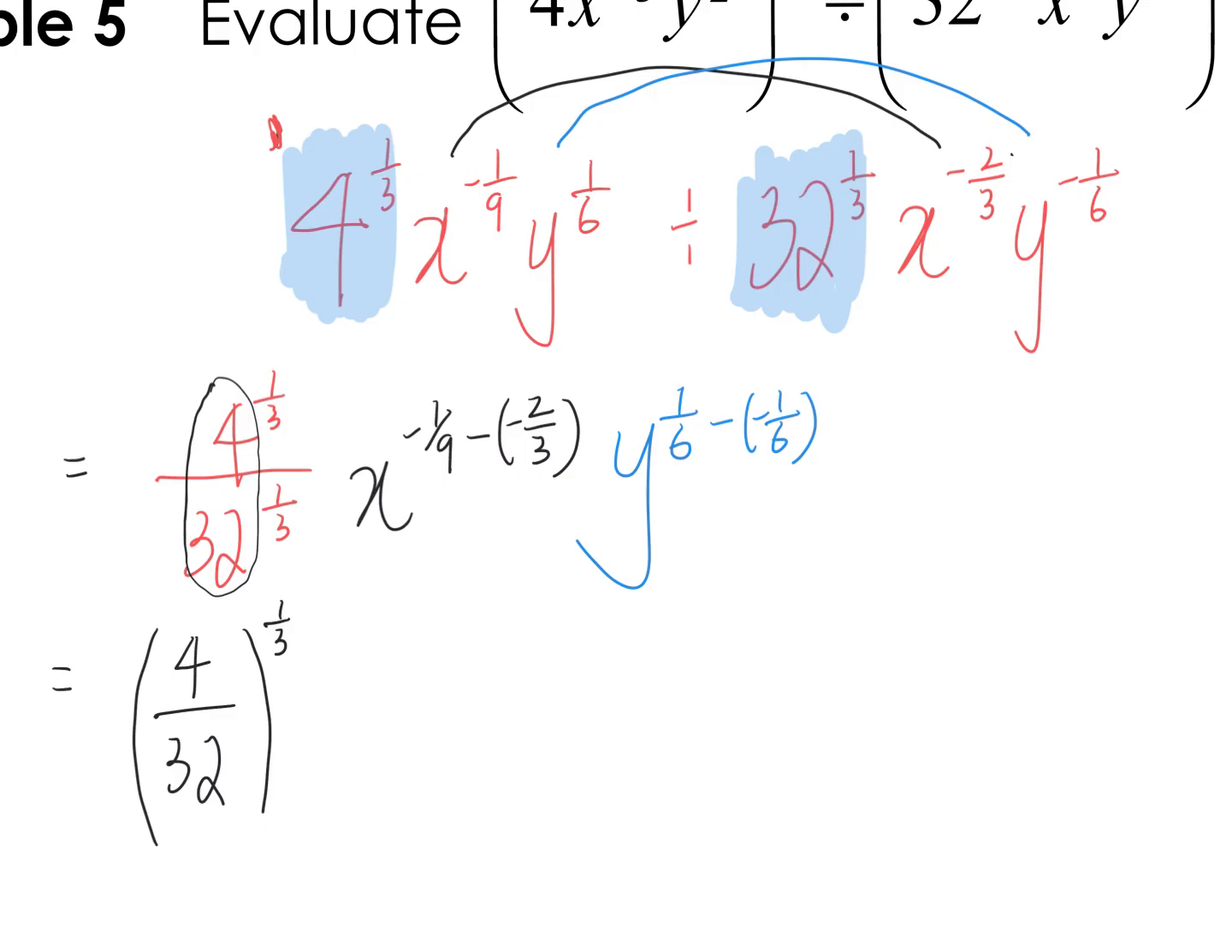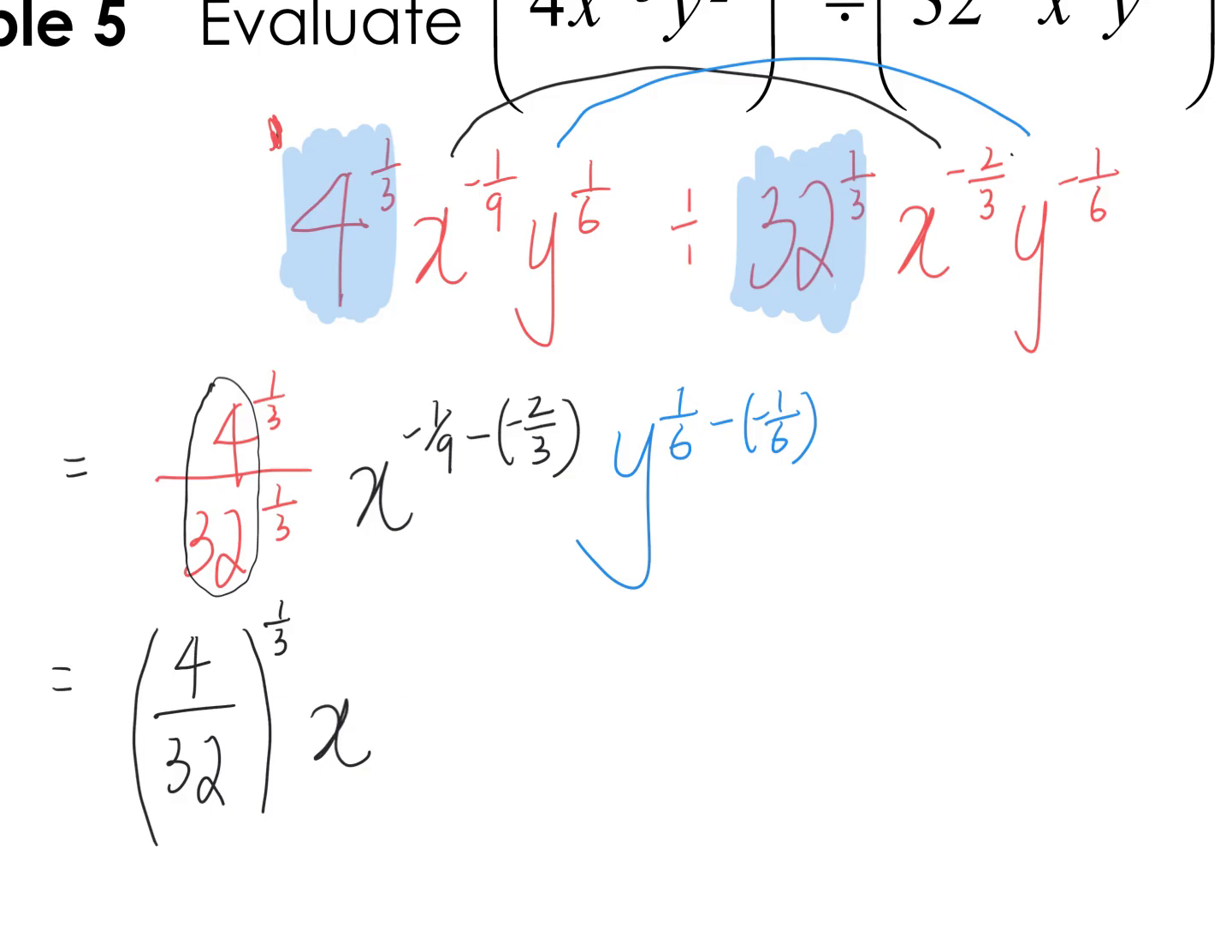If the power is not the same, then you can't simplify anymore. Just leave it as it is. Okay, then this one will become x to the power of 4/9. Is it 1/3 minus 1/9 plus 2/3? Oh, 5/9. Okay, this is 5/9.